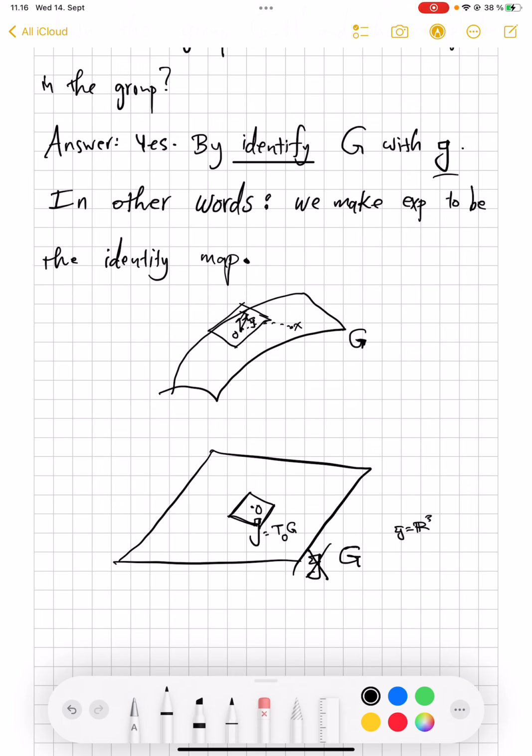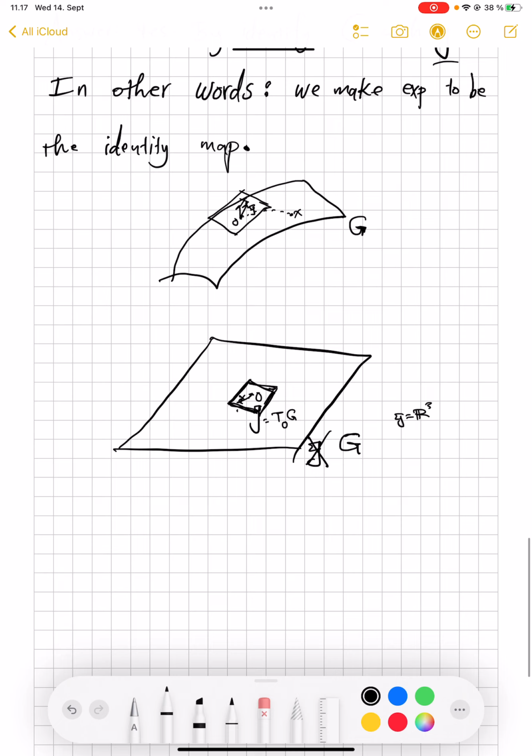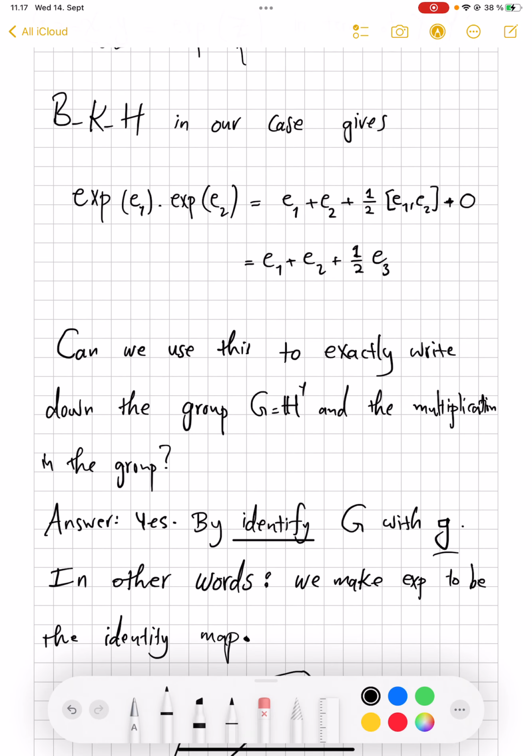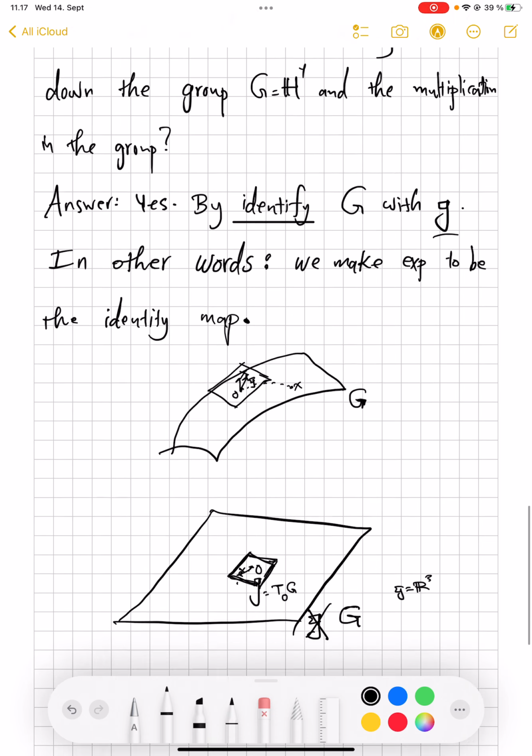So under this identification, now exponential is the identity map. And of course, this little g, the way I draw it, is not in any way tinier. It's just, again, a copy of R3. So any vector here, x, can be seen also as the tiny x. Now, if you do this identification and then try to write out multiplication in the Campbell formula, you will recover the Heisenberg multiplication.